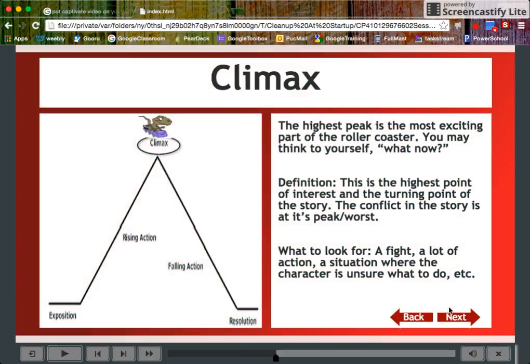Climax. The highest peak is the most exciting part of the roller coaster. You may think to yourself, what now? Definition. This is the highest point of interest and the turning point of the story. The conflict in the story is at its peak, or worse. What to look for? A fight, a lot of action, a situation where the character is unsure what to do, etc.